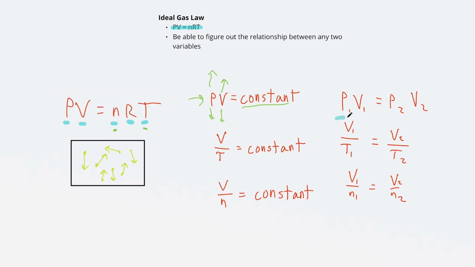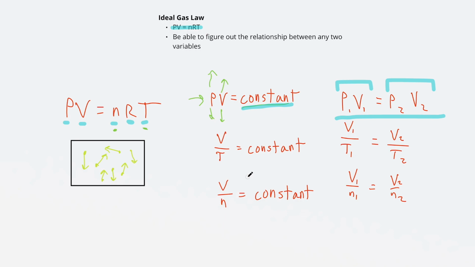So that gives us this equation on the right of P1V1 equals P2V2. What that's basically saying is that before we have any changes, so that's P1V1, what P times V equals must be equal to what P times V equals after those changes happen. That's because P times V is equal to a constant before and after the change. So P1V1 must also equal P2V2.